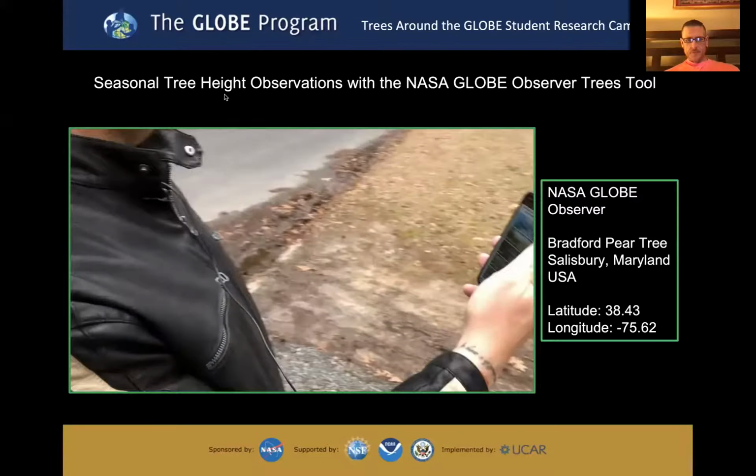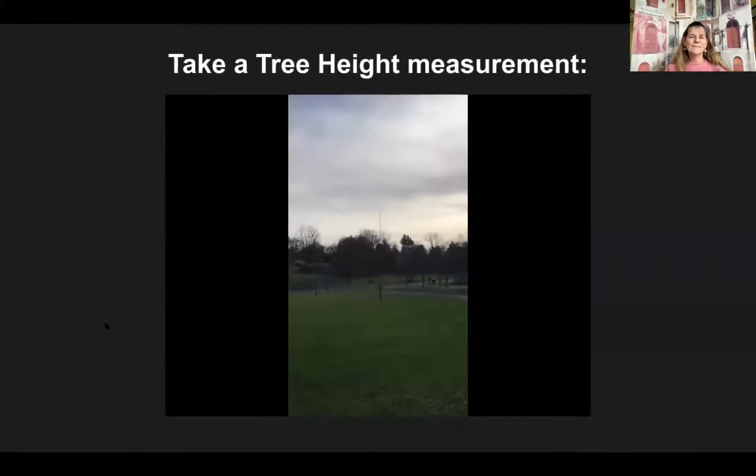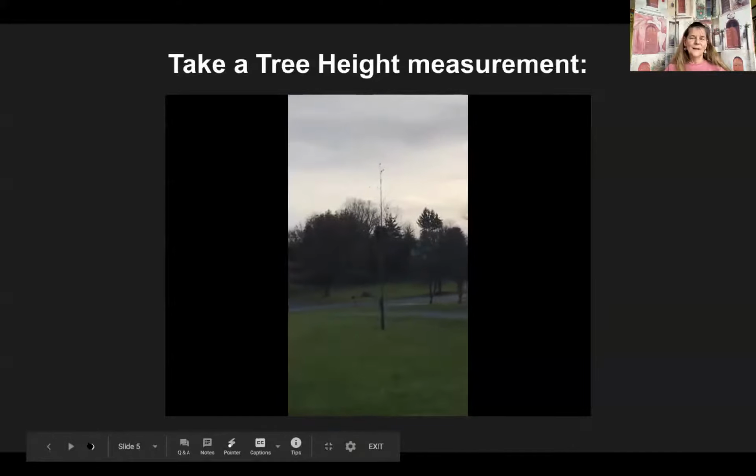So I walk over to my tree, and I decide which tree I'm going to do my tree height measurement of, and that will also then inform me of where I will do my land cover observation. Alrighty, I've got my tree in mind. I'm making sure that it is at least 5 meters away from me. And I also want to be sure that I can take a picture of the whole tree. So I'm going to stop about here, and then I'm going to open up my app.